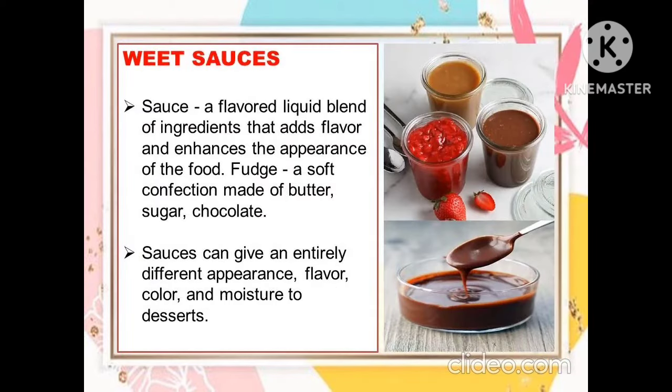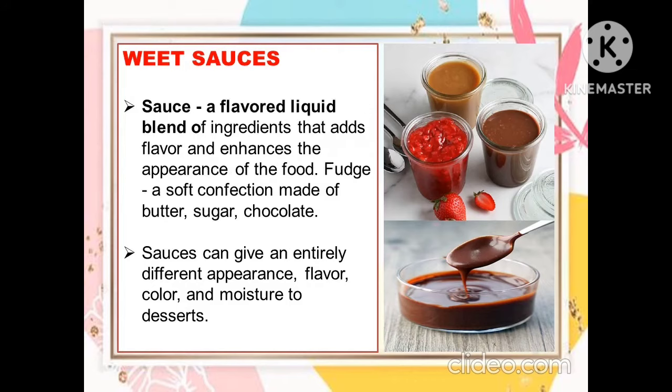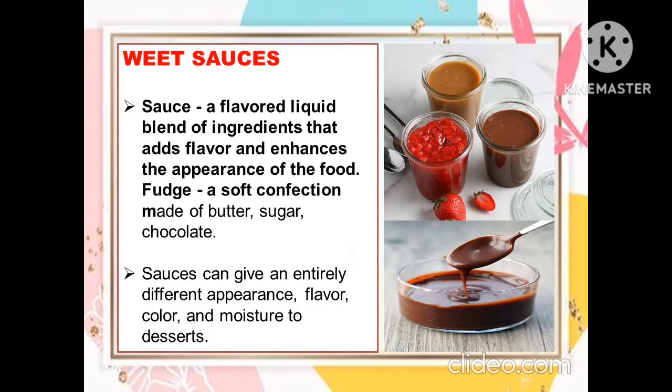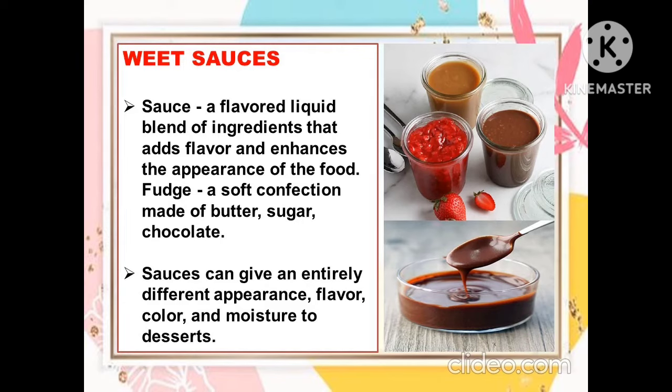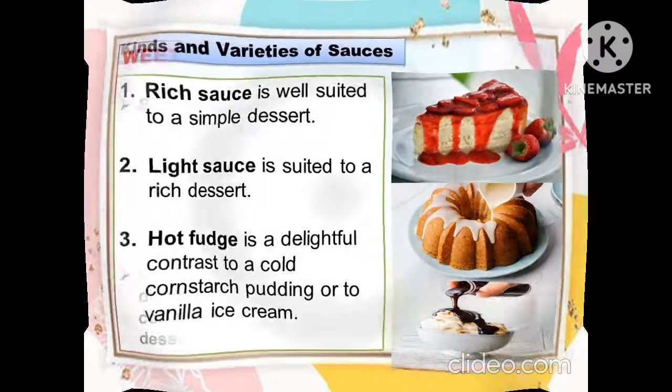So we are now on the sauces. A sauce is a flavored liquid blend of ingredients that adds flavor and enhances the appearance of the food. Fudge is a soft confection made of butter, sugar, and chocolate. Sauces can give an entirely different appearance, flavor, color, and moisture to desserts.